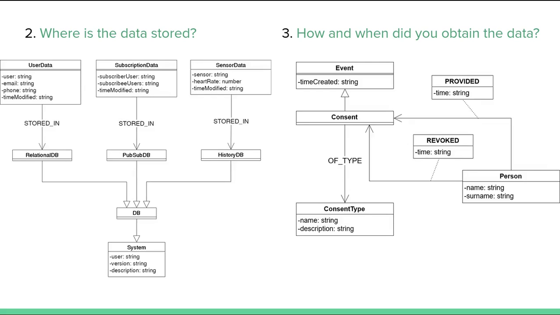Furthermore, regarding the storage entities of the data, we create 3 database classes signifying where each personal data entity is stored. Question 3, how and when was the data obtained, relates to information about the consent provided or revoked, at what time, and its type. For example, terms and conditions.